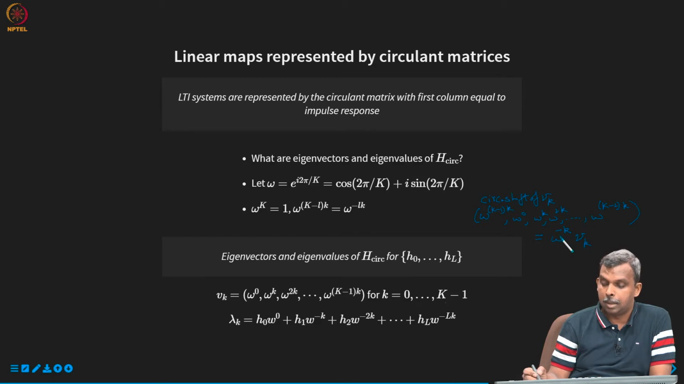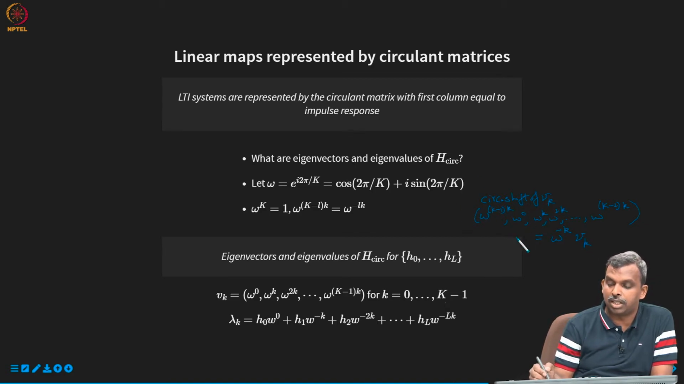Okay, do you agree? The first one is k minus 1 into k, but that is the same as omega per minus k, right? So if you multiply omega per minus k by Vk, you get this circular shift. Okay, so you can also do a left circular shift. You will get omega per k into Vk. Okay, so that is the crucial connection here.